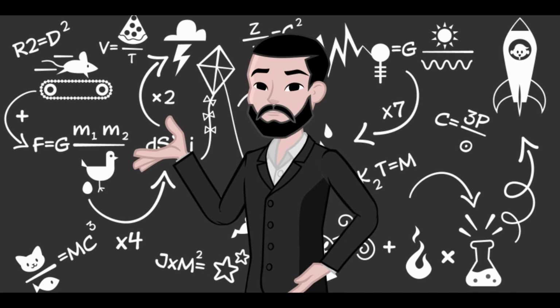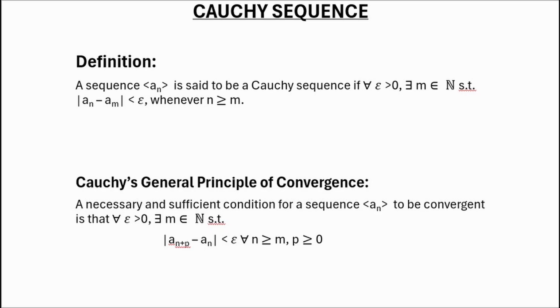Let's learn Cauchy sequences. Let's look into the definition, which states that a sequence a_n is said to be a Cauchy sequence if for all epsilon greater than 0, there exists m belonging to N, which is the set of natural numbers, such that mod of a_n minus a_m is less than epsilon whenever n is greater than or equal to m, which basically means that no matter which elements you pull out of a sequence, their difference should be less than epsilon.